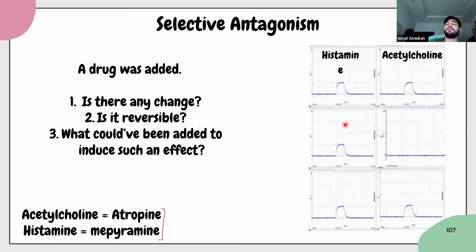So let's take a look at this example. This is histamine. This is acetylcholine. Is there any change you can witness? Yes, because there's an increase here, a smooth muscle contraction happening right here. So there is a change that we can vividly see. There is a change here as well. This was working and suddenly not working. You can see that it only affected acetylcholine and not histamine. So this is clearly selective antagonism.